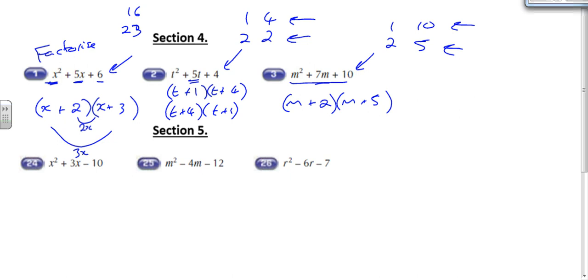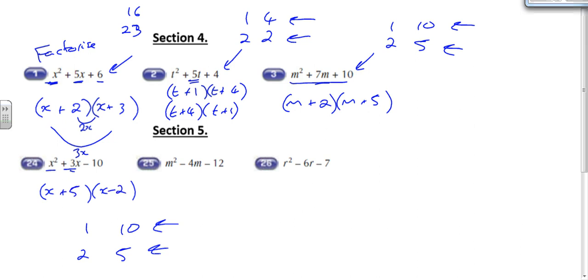Section 5 is a little bit trickier just because we've got some negatives in there as well. But we start off exactly the same. What times what makes x squared? That's going to be x times x. Next one. Something times something makes 10. So it's going to be 1 and 10 or 2 and 5. Now we've got to use these to make 3x. So we can't use 1 and 10 to make 3, but we can use 5 and 2. So it's going to be plus 5 and then minus 2.